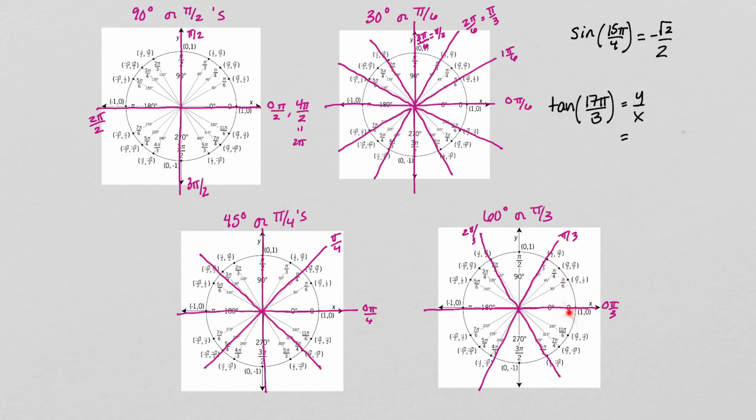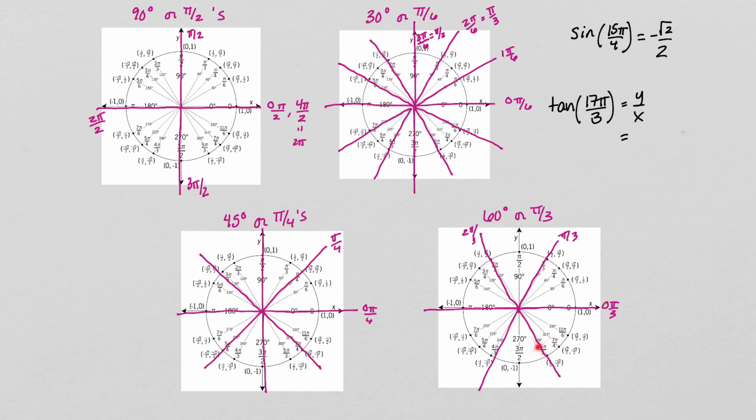So 0, 1, 2, 3, 4, 5, 6, 7, 8, 9, 10, 11, 12, 13, 14, 15, 16, 17. So 17 pi over 3s brings me here.